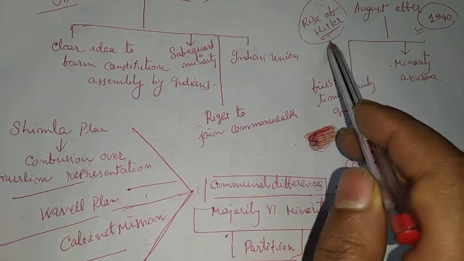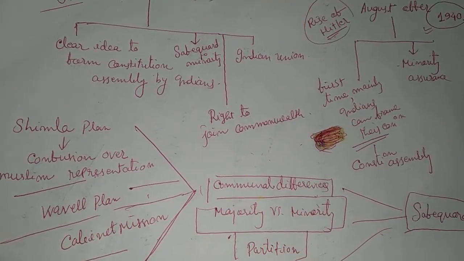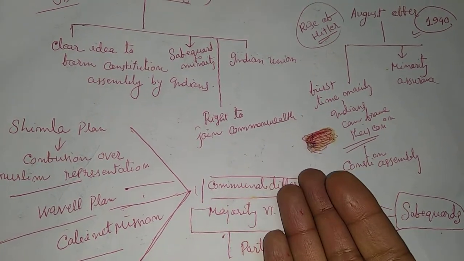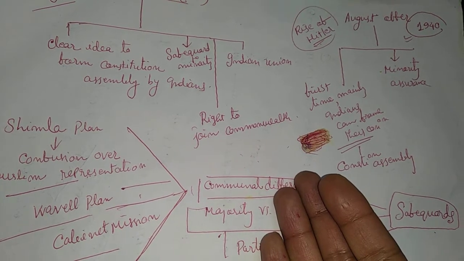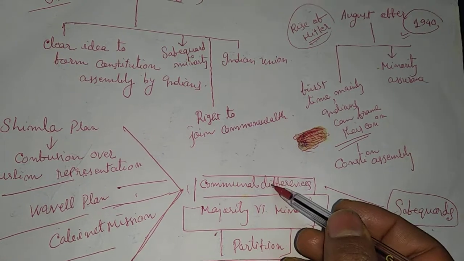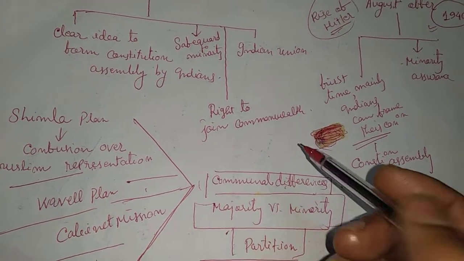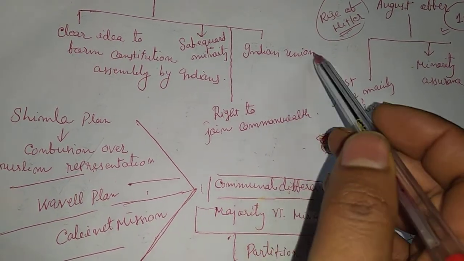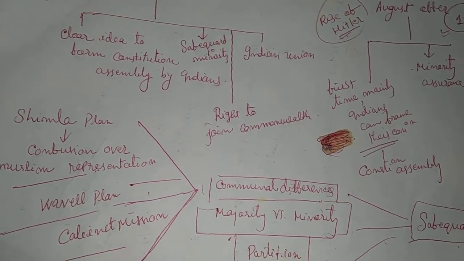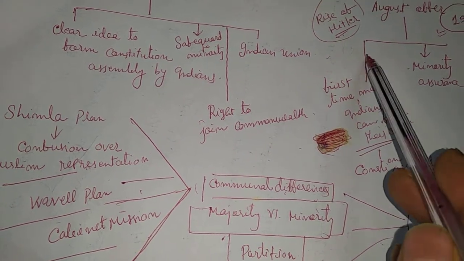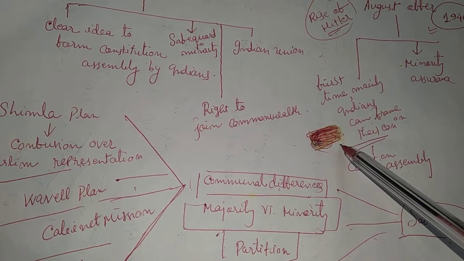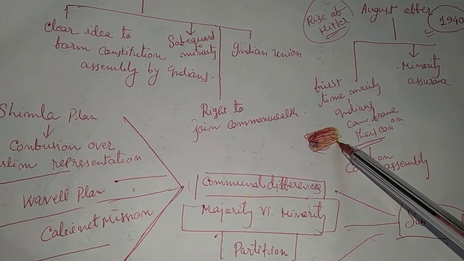So, in 1940, the August Offer came. Why did it come? Because there was a great victory of Hitler. Hitler was rising, and the British government needed help and support so that she could challenge Hitler. At such a moment, she needed the support of India. But India demanded independence from the British.